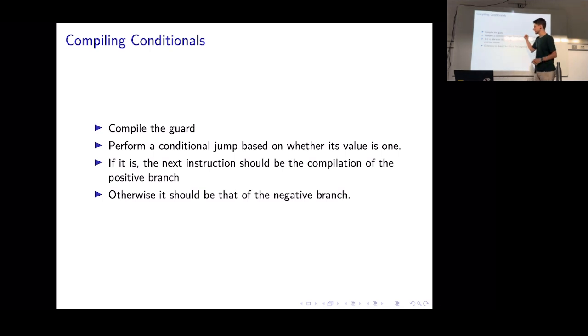Conditionals. Okay. For conditionals, we compile the guard, and then we perform a conditional jump based on whether the value that the compiled portion of the guard pushes is 1 or not. So if the result is 1, it jumps to the part of assembly code that encodes the then branch. Otherwise, it jumps to the negative branch, the else branch, which is done using labels and jumps that are written to the assembly code.